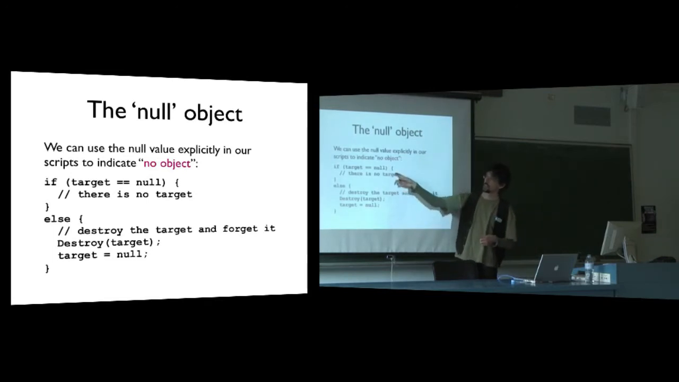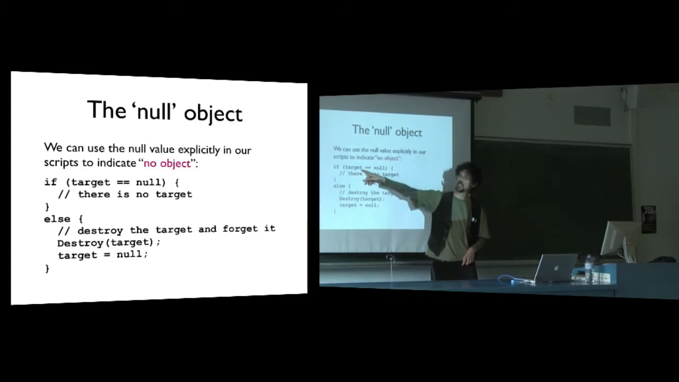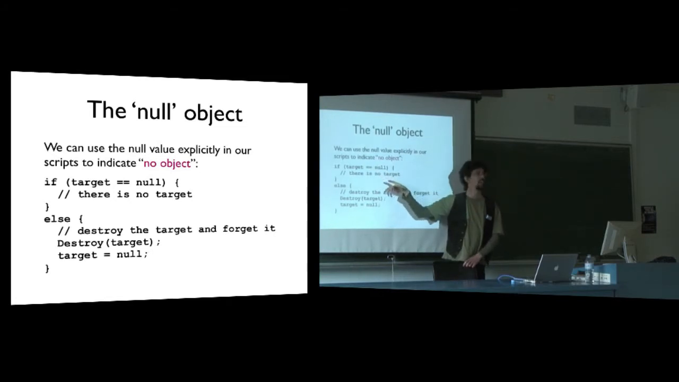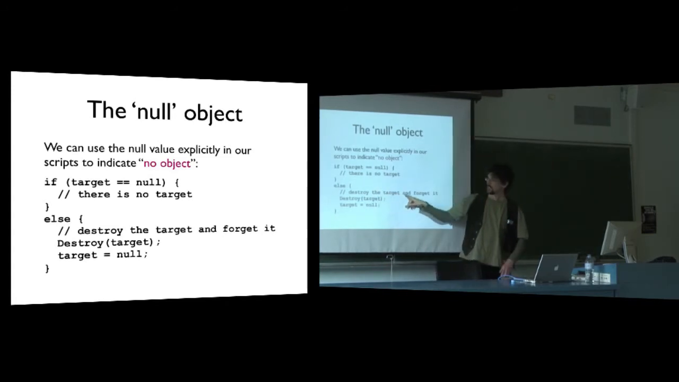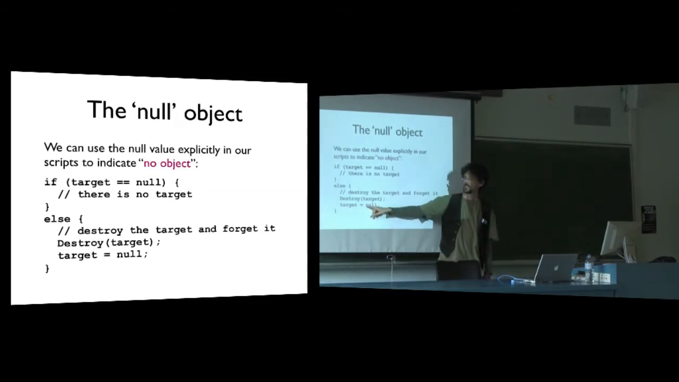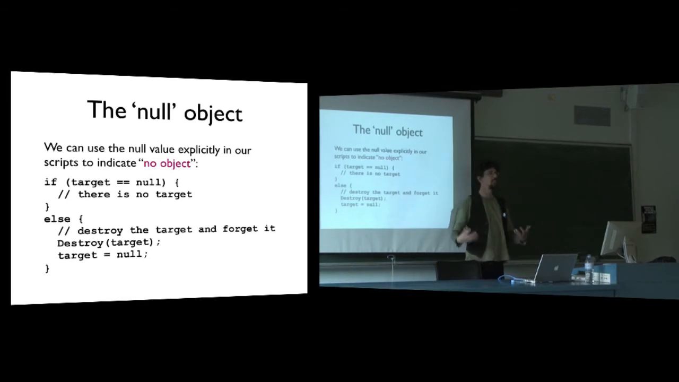So for example, if we have a target, and say the target is a variable that's a game object, if we want to test whether or not we currently have a target, we can say, okay, if the target is equal to null, then currently we have no target. If this was some sort of tracking device, when there was no target, it would just do whatever is appropriate at that time. Otherwise, if we do have a target, let's destroy it. And once we've destroyed it, we don't want to keep tracking that target anymore, so we'll set our target to null.